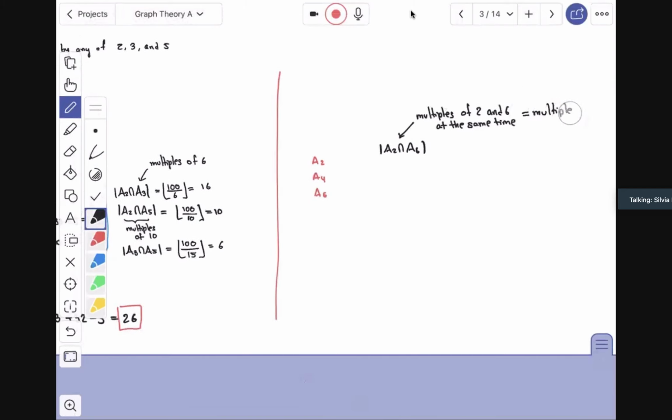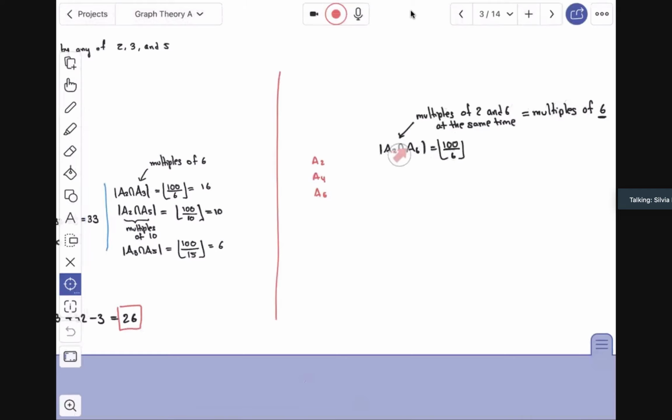One is containing the other. So because it's the intersection, it's just the multiples of 6. And so once you know this, you can do 100 divided by 6 as before. So it's not always the product. What's going to change is the interpretation. What is multiples of 2 and 6 at the same time? The interpretation will give you a different thing here, and that's what you will do.